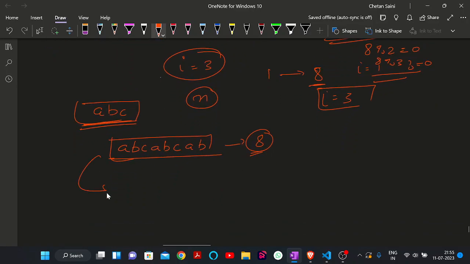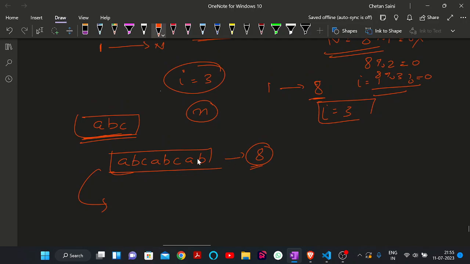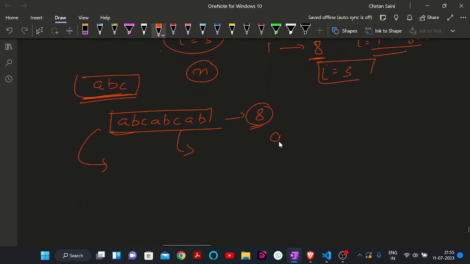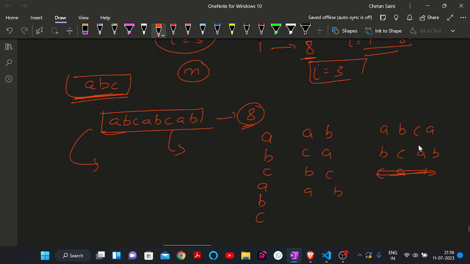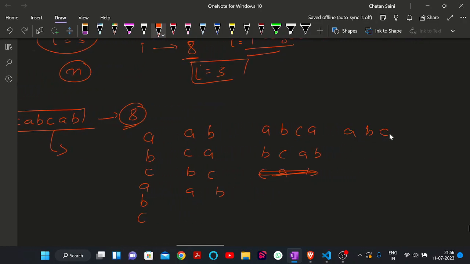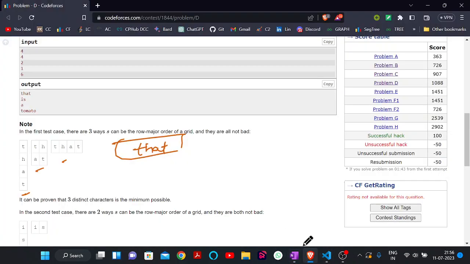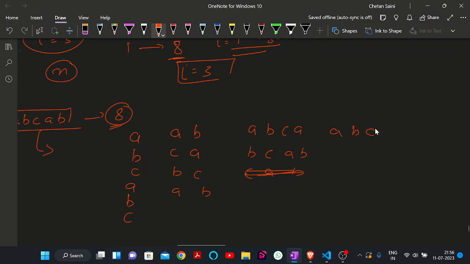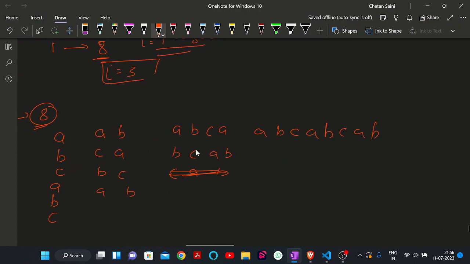Now the question is, why is it working? You can see how many grids are possible. One is A, B, C, A, B, C. Another one is A, B, C, A, B, C, A, B. Next one is A, B, C, A, B, C, A, B, C, A, B, C, A, B. And the last one is A, B, C. These are the four grids which are possible from this string.